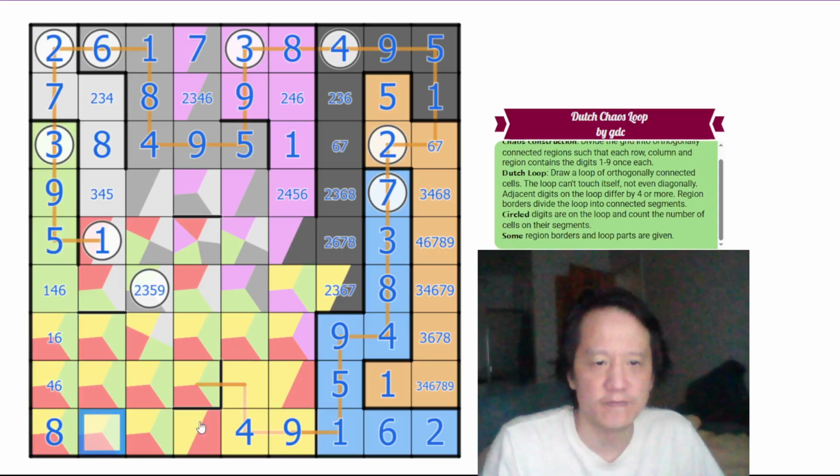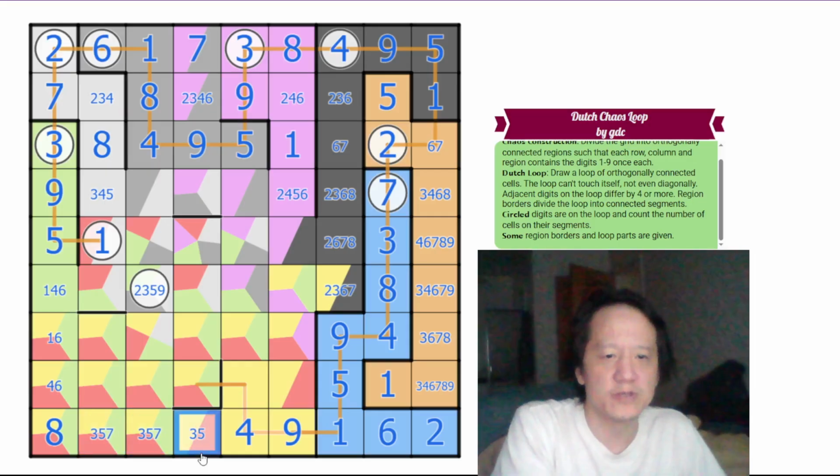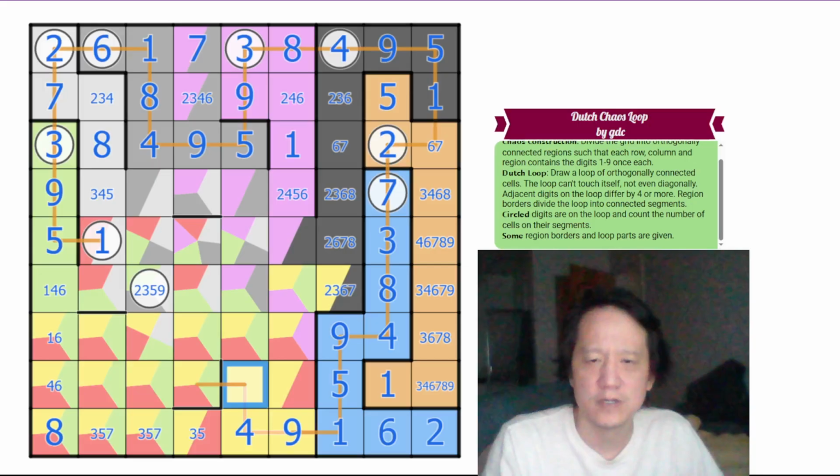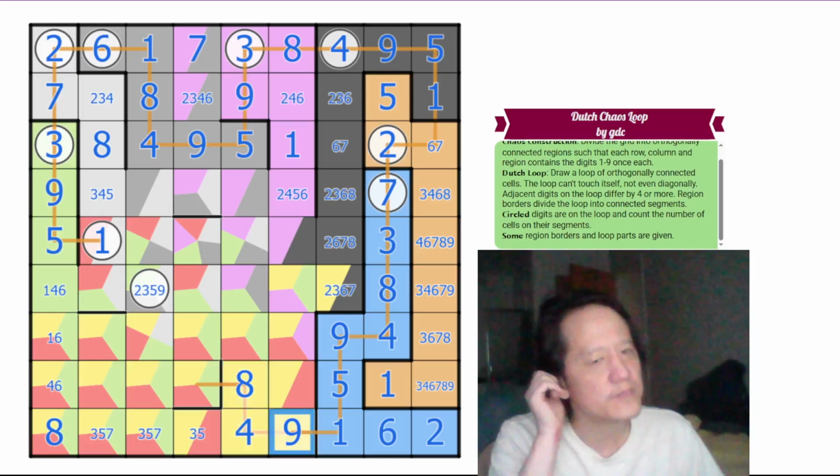This must be then 5, 6, and... no. 3, 5, and 7 in the rest of column 9. This can't be 7 because of the 7 in the column. This 4 must be next to an 8. Or 9. It can't be 9 because of the 9 in the yellow region already.